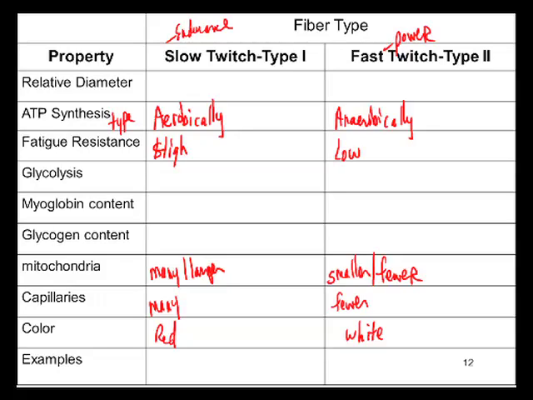What would you say about the diameter of these fibers? Which cell is going to be thicker, slow twitch or fast twitch? Which is going to have more contractile proteins? Think about strength versus power. Or, excuse me, endurance versus power and strength. The fast twitch are going to have much larger diameter because they're going to have more myofibrils, more proteins. The more proteins you have, the more tension that can be produced.